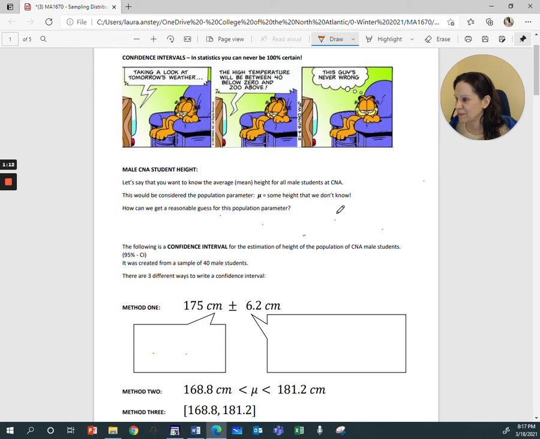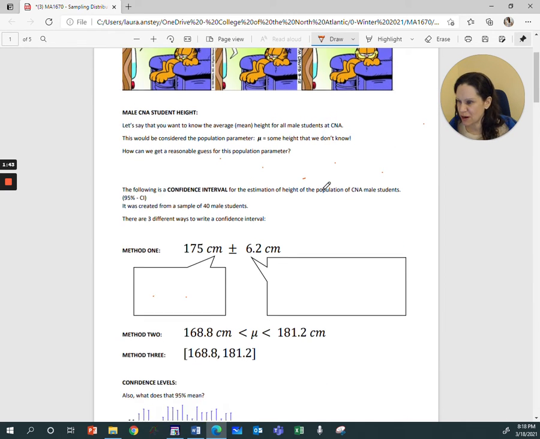Okay. Let's just say, for example, we have the example of male CNA student height. Let's say you wanted to know the average or the mean height for all students at CNA, all male students. There's a number out there that says, okay, all male students are this number, but we don't know. This would be considered the population parameter. Mu is equal to some height that we don't know. How can we get a reasonable guess for this population parameter?